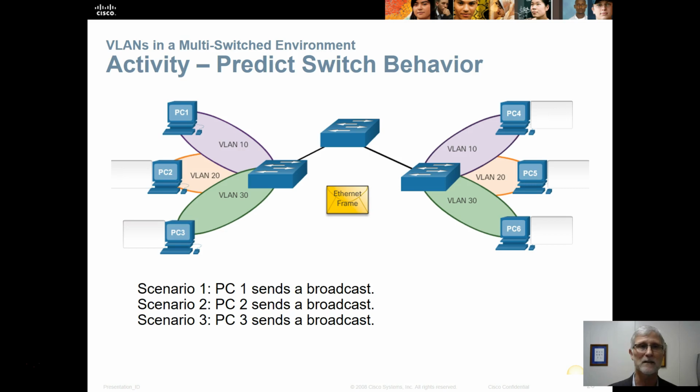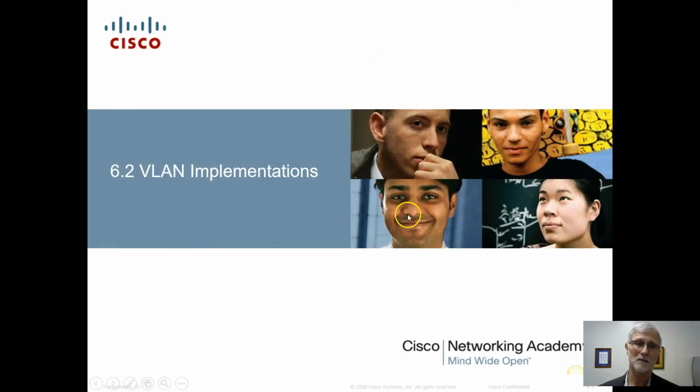Now, I think this is one of the activities you can do online, showing you how a frame goes between PCs. When PC1 sends out a broadcast, what do you think happens? PC1 sends a broadcast, it doesn't go to 2, doesn't go to 3. If I have the trunk port set up, it's going to go and only hit PC4. If I do PC2, you're going to see what? PC5 is the only one, because that's the only one on VLAN 2. And the same thing for PC3, because again, it's being VLAN specific.